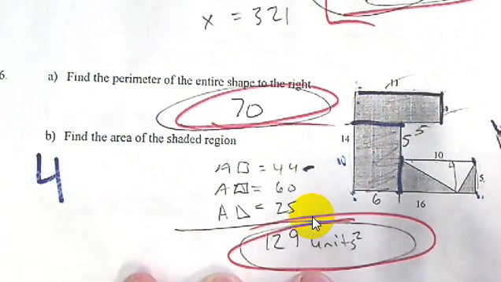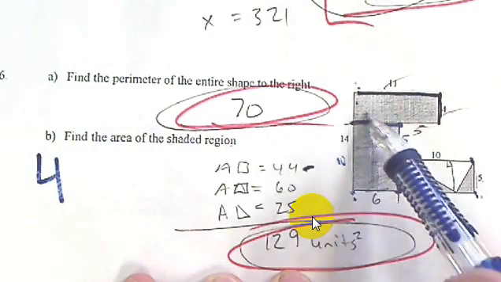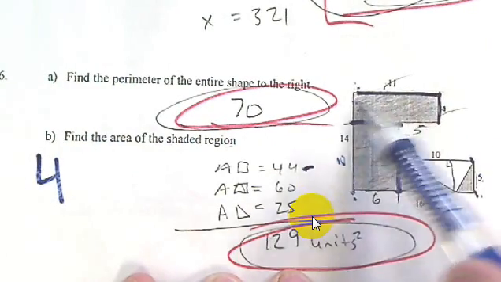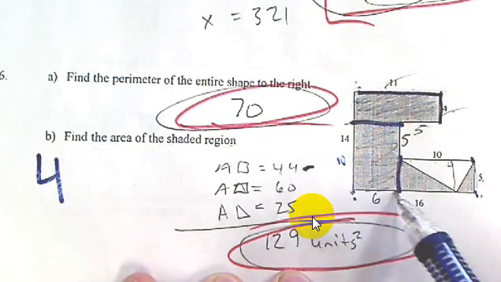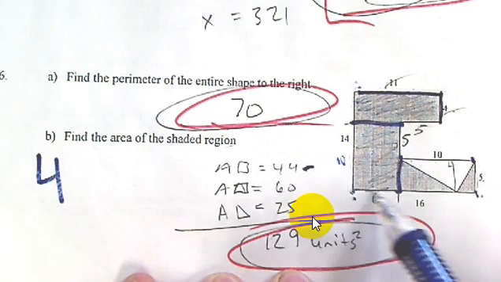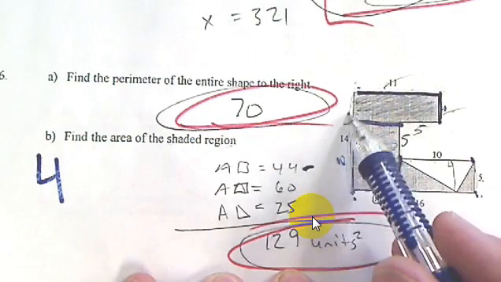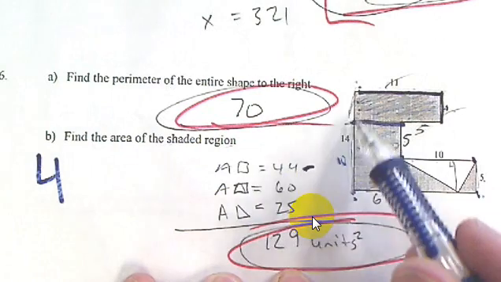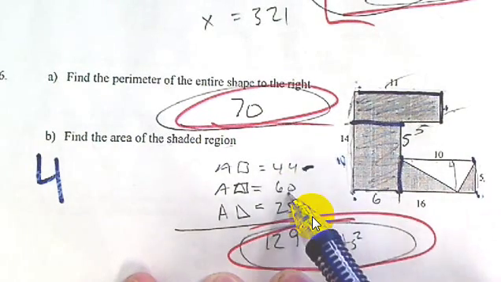Add up that distance all the way around. Find the shaded area. 4 times 11, base times height, gives me this area. So that's this area. 6 times 10. How did I know that was 10? Because this part is 4. The whole thing is 14. So 4 and 10 equals 14. 6 times 10 gives me 60.